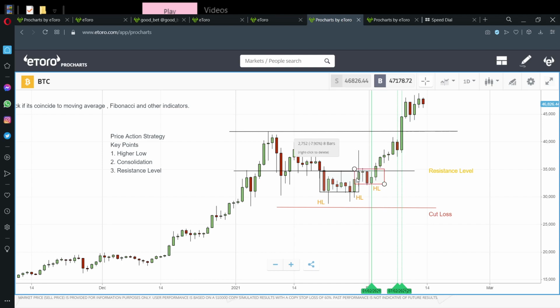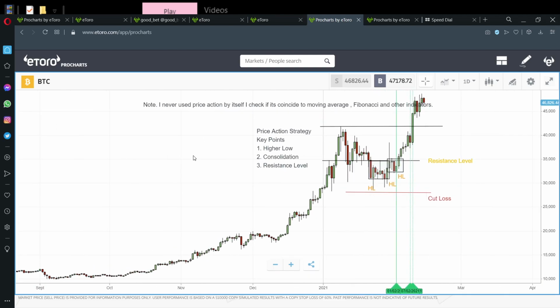This is my first buy, in this candle on February 1. I anticipated it before it finally broke out on the following day. But before I buy, as I said, I never use price action alone. I check if it coincides with my other indicators before I buy, to have a higher conviction that the price will bounce or rally, and to have a high probability that the odds will be in my favor.